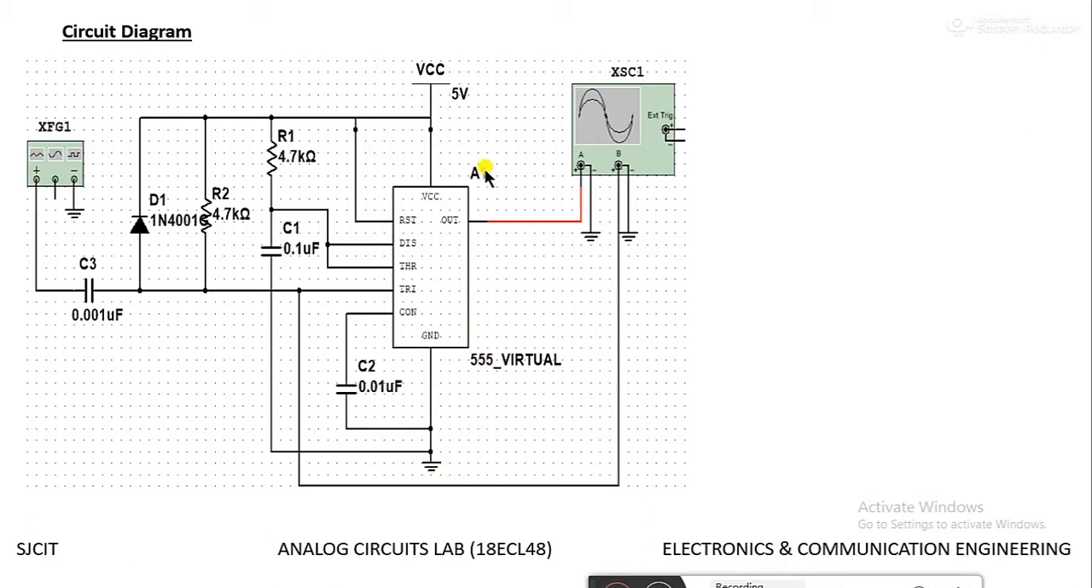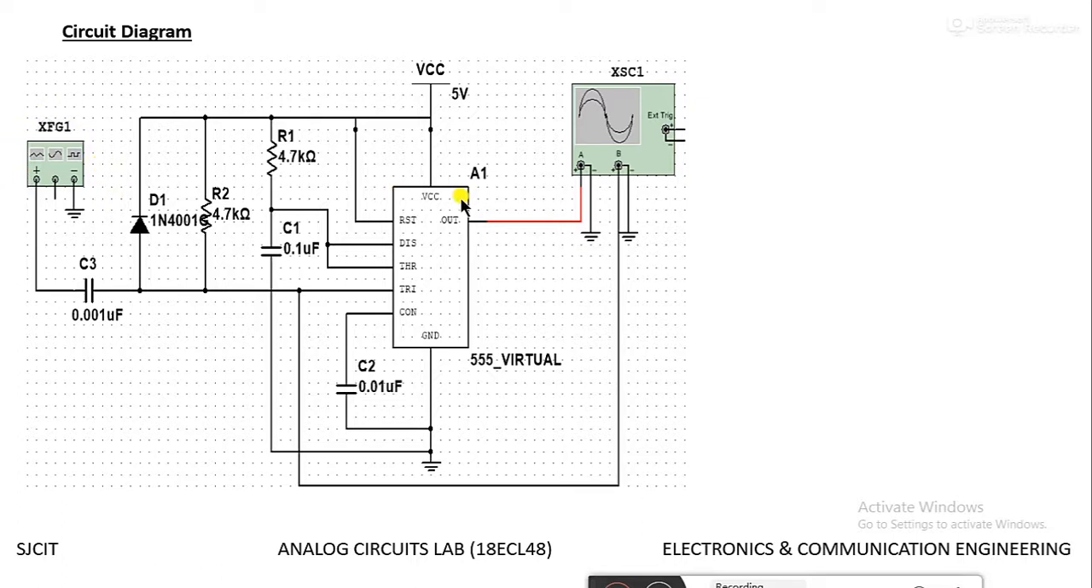And the output is connected to CRO, and the second channel I have connected across the trigger pin, so that I can see at the output where the triggering pulses occur. At that time the output will vary. So here we have used a function generator.